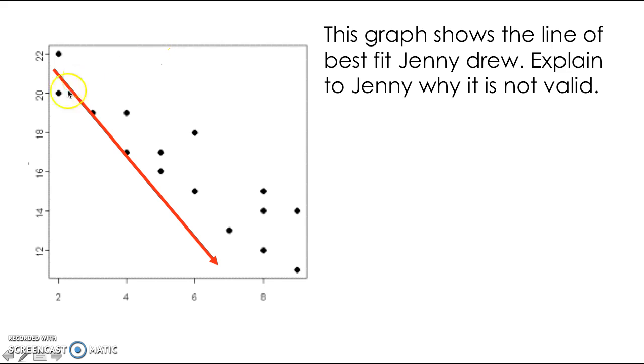So, I want you to pause and think about what we have talked about. And I want you to explain to Jenny why her choice of line of best fit is not valid.